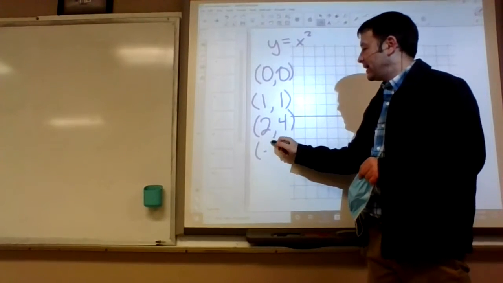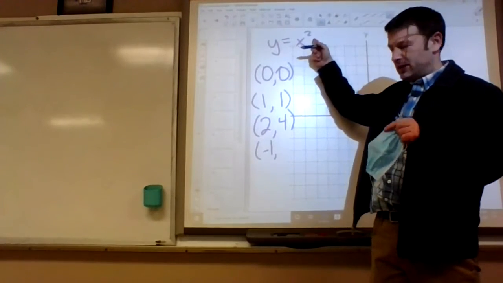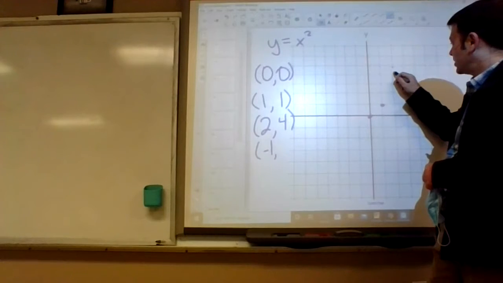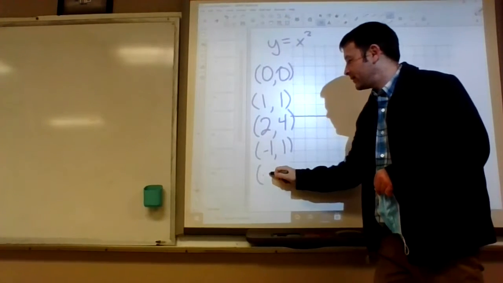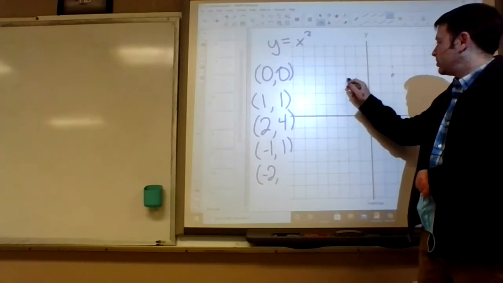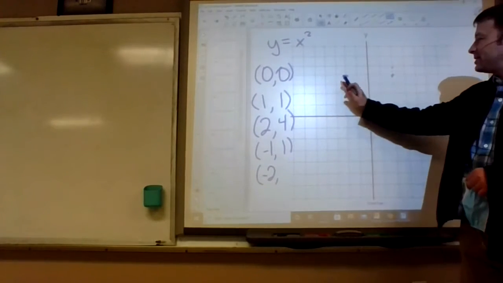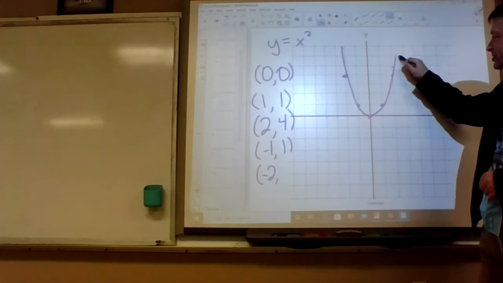What if I plug in negative 1 for x? You get 1, right? Negative 1 times negative 1 is positive 1. I forgot to graph 2, 4. Right there. Negative 1, positive 1. What if I plug in negative 2? Positive 4. There's a symmetry here. You guys see that? It's symmetrical about the y-axis.